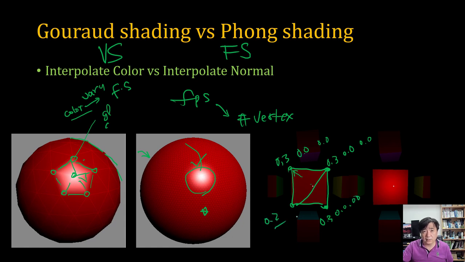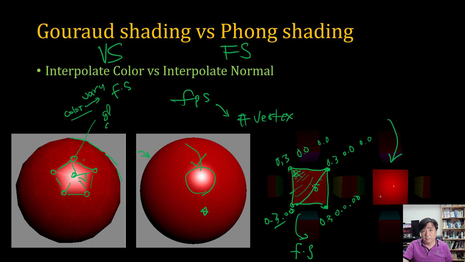Then this color goes to rasterization, then in the fragment shader, they interpolate this color value and set each pixel's color. So with this interpolation, because all three vertices in this triangle have the same color, the whole triangle is filled with 0.3, 0.0, 0.0. But look at this picture. It is much more natural.